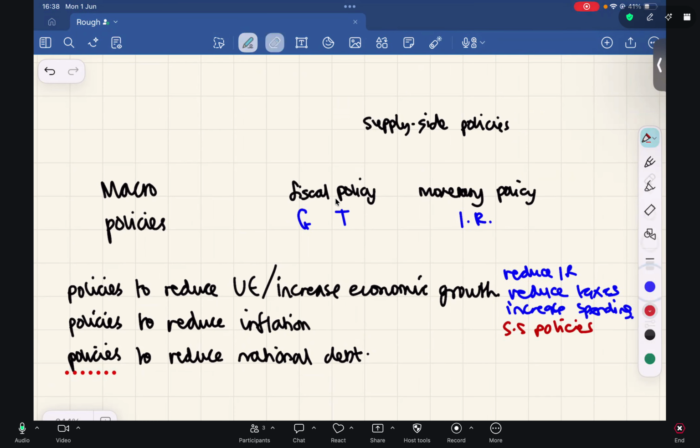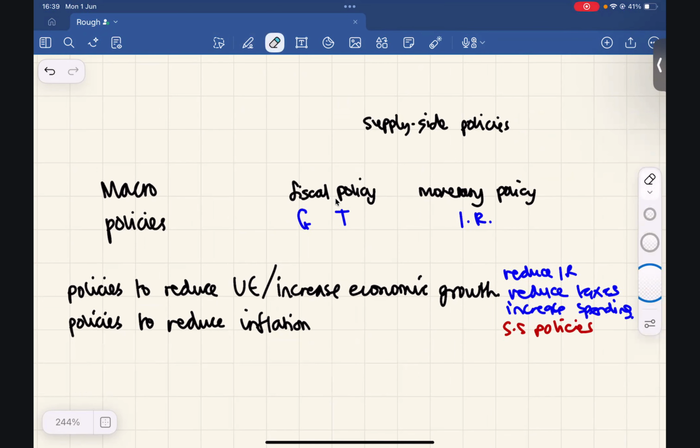I'm going to take off the policies to reduce national debt. I don't think it would come up too much in year 12. What about policies to reduce inflation? And then I'm going to go through more chains of reasoning for these.